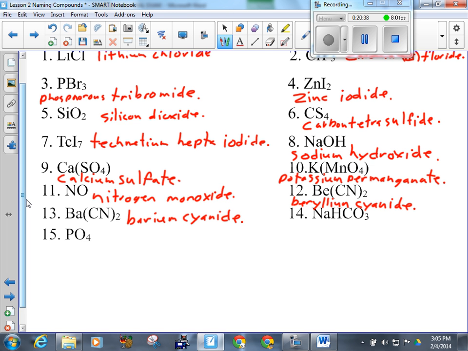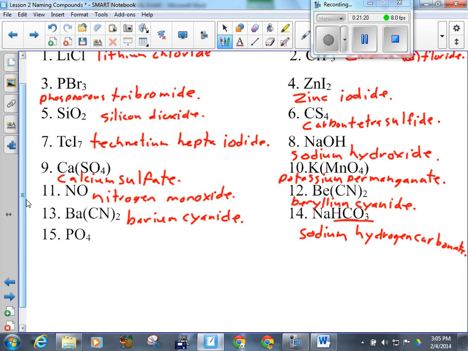Okay, 14. We've got sodium, and then hydrogen and carbon and oxygen. Is this a polyatomic ion? Yes, it is. There's 3 elements. It still makes it a polyatomic ion. So this stuff here, sodium. And what's the name of HCO3? Hydrogen carbonate. So sodium hydrogen carbonate. What's the common name for this stuff? You probably have some in your pantry at home. No, salt is sodium chloride. This is baking soda. Sodium hydrogen carbonate is baking soda.